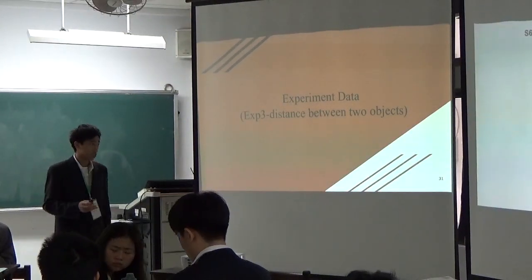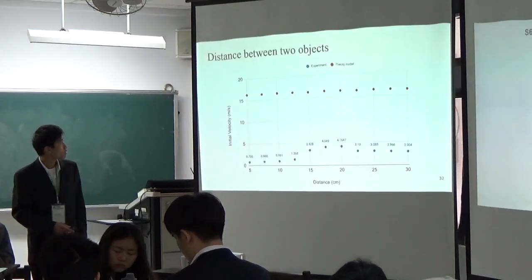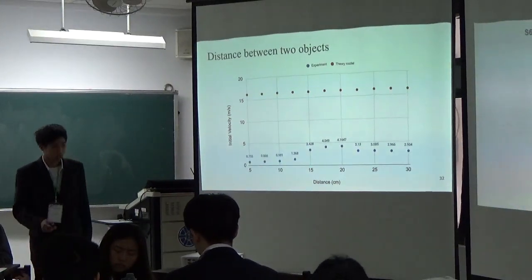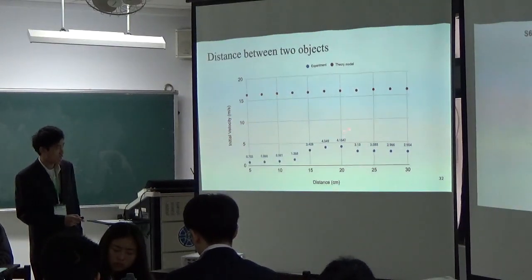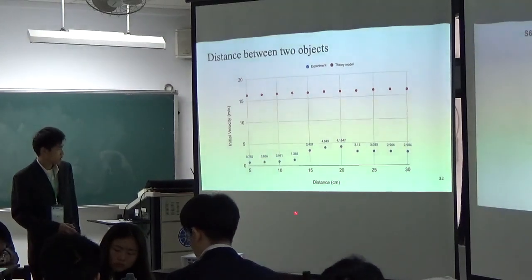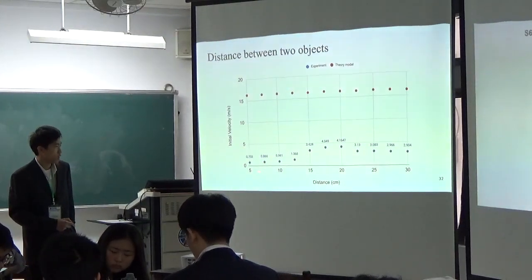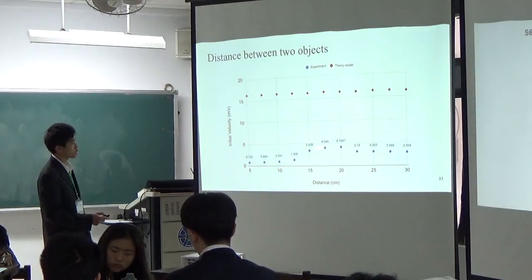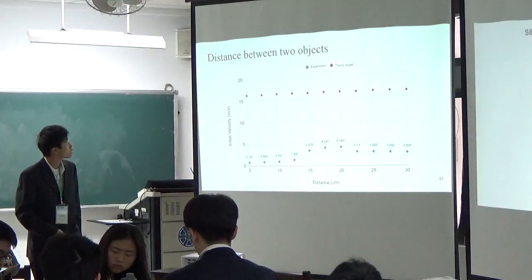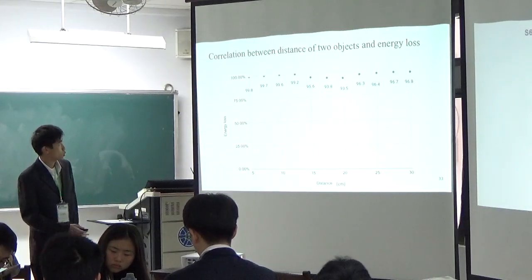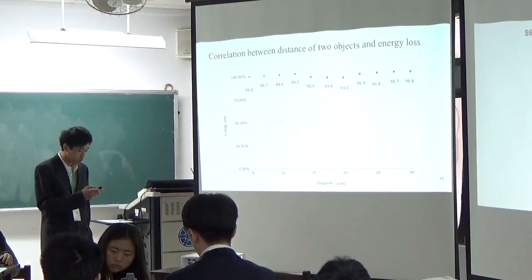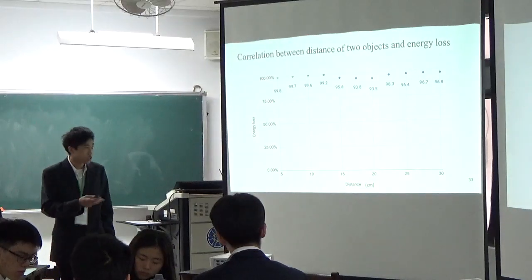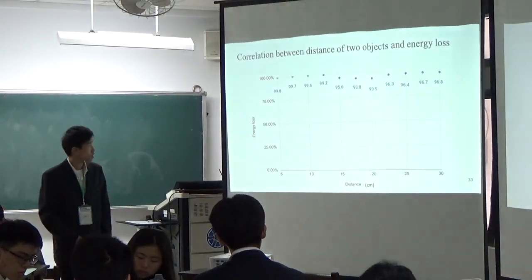In experiment 3, we discuss the distance between the two objects. What's special about this graph is that you will notice an optimal distance where it reaches its maximum velocity, right here. It starts out at 5 centimeters, then increases and reaches its peak at 20 centimeters, and then starts to fall off onwards. So this is the correlation between the distance of two objects and energy loss. You notice the dip right here, where the energy efficiency was the highest of all these experiments.